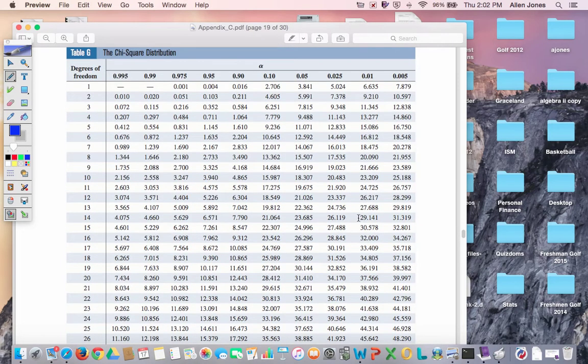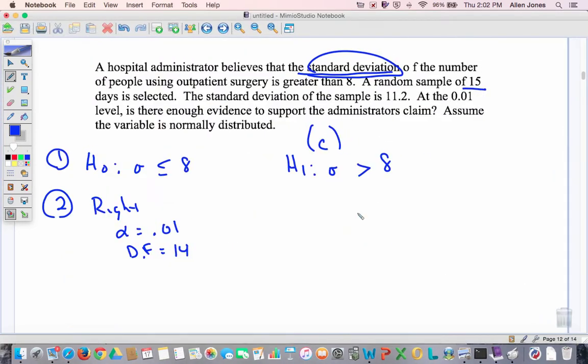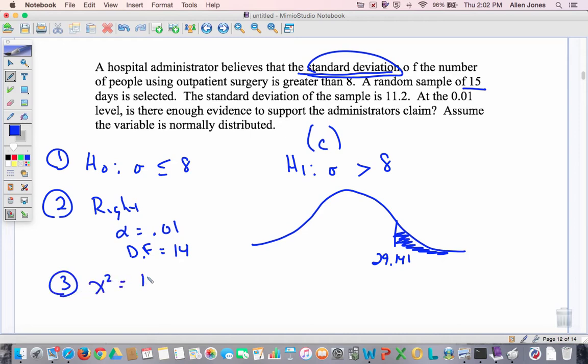We'll take a quick look here. 14 degrees of freedom along with 0.01 gets us down here to 29.141. So that's our critical value. I'll plug that into my curve here. It's a right-tailed test, so 29.141 goes here. We'll shade to the right on a right-tailed test. We'll move down and calculate our test score.